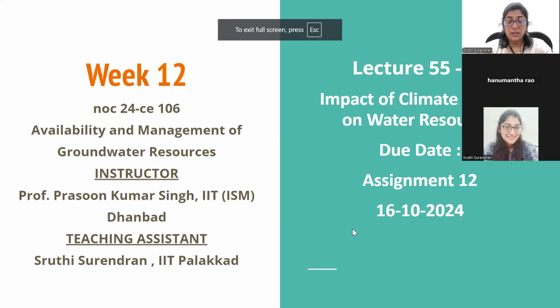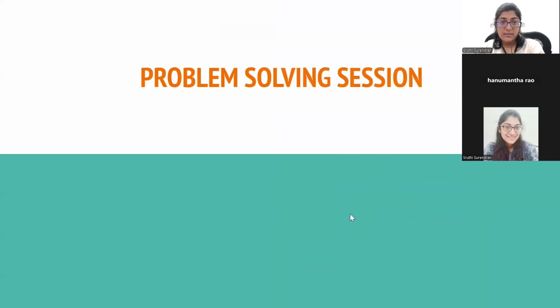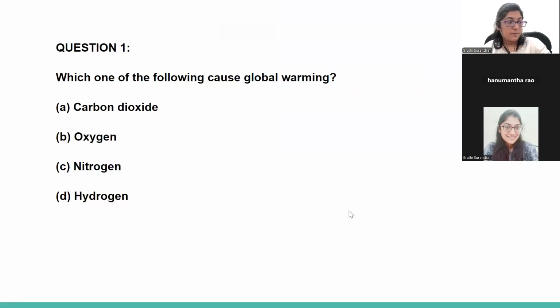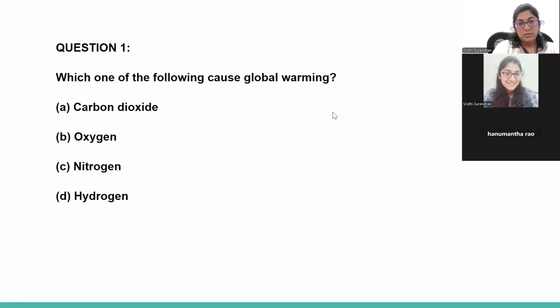Okay, so we'll move to the 12th week's questions. The first question is, which one of the following caused global warming? A very simple question, and this chapter basically involves impacts of climate change on water resources. All these are very generic stuff that is there in the last few lectures. It will be quite easy for all of you to answer. So you can post your answers in the chat box.